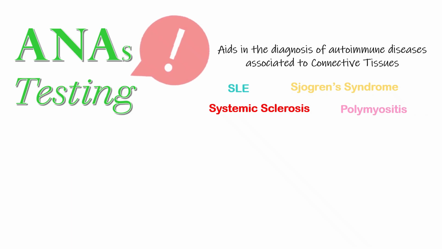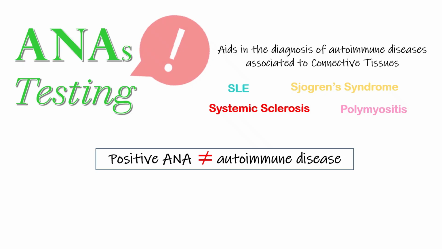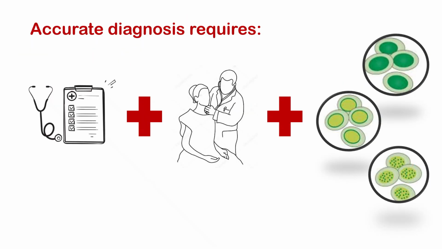But it is of utmost importance to remember that a positive ANA test result does not always indicate an autoimmune disease, because 20 to 30% of the healthy population can actually test positive for the presence of ANAs. ANA testing is therefore significant in ruling out autoimmune diseases for individuals who will show negative ANA test results. Therefore, for an accurate diagnosis, it requires the proper interpretation of the patient's history, in addition to the manifestation of clinical signs and symptoms that correlate to a positive ANA test result.